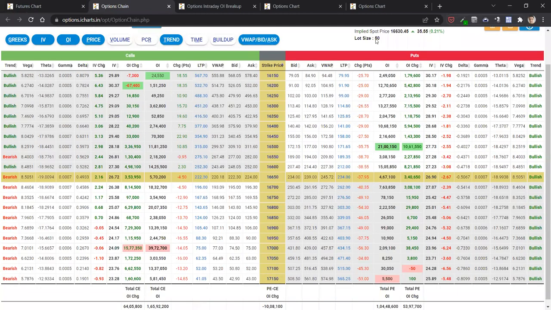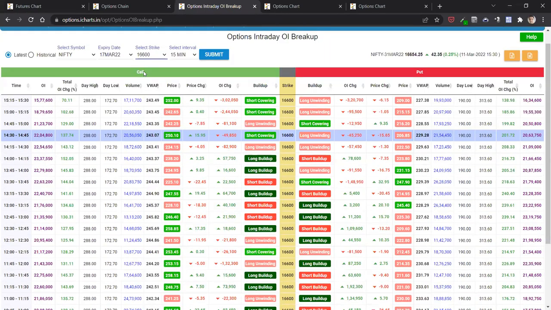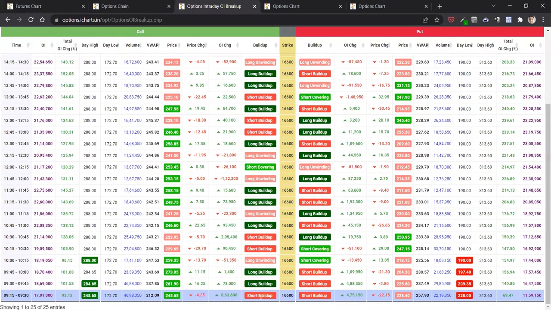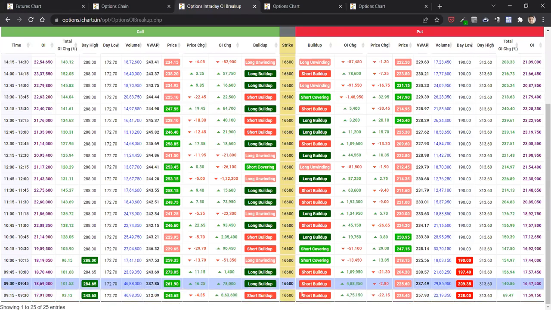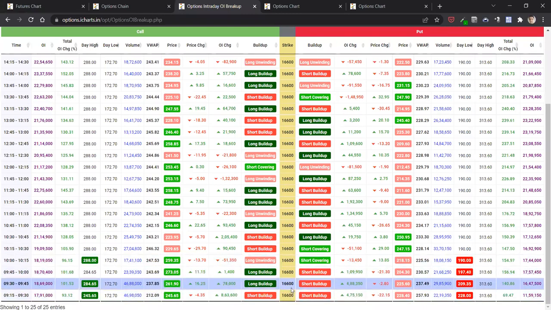Then go to the OI breakup. Select 16.6 here. Make sure the expiry is the current one and the time frame is 15 minutes. Now look at the buildup on both sides, call and put side. If both sides show short buildup, I call this kind of buildup a strong buildup. Either short buildup and long buildup, or vice versa. Long unwinding and short covering are what I call weak signals. These are the strong ones, you can go ahead.